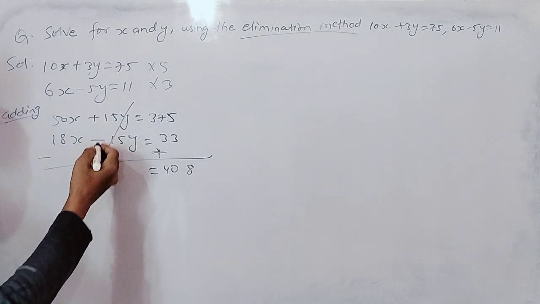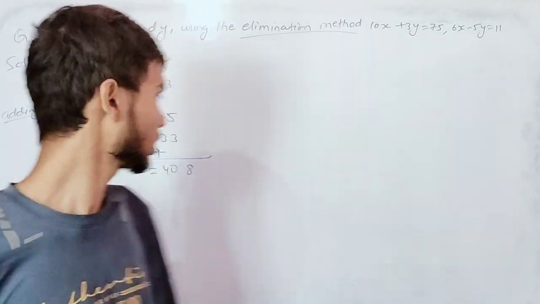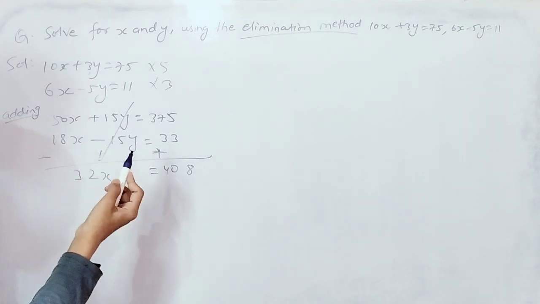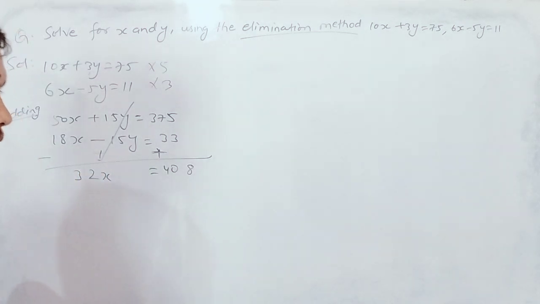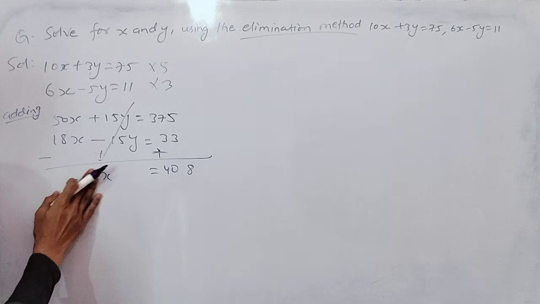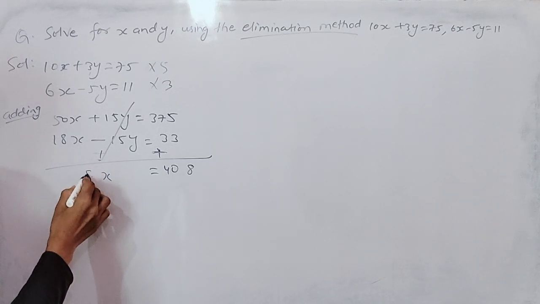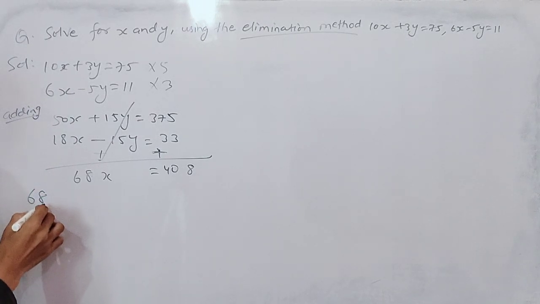Remember, if operators are different, then you have to add. If operators are the same, from this you can see, if this is coming plus, then you have to add. If here will come minus, then you will have to subtract. So here we will add 50 and 18.